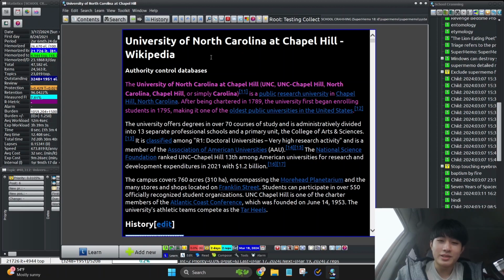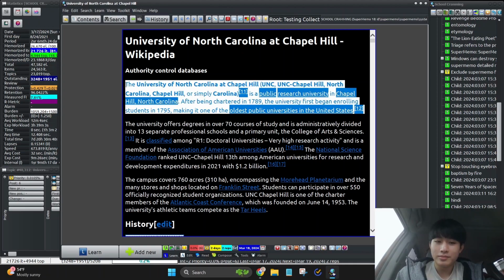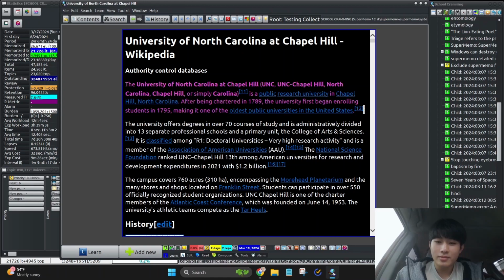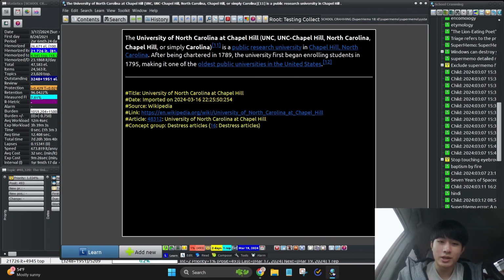The first step of incremental reading in SuperMemo is the importation of an article or video. I have this Wikipedia article on UNC right here, and I'll begin by extracting any paragraphs that I think are notable, like this first paragraph here. When I extract the paragraph, I break the article down into a smaller chunk, and this is the whole basis of incremental reading. You take a large article and you grind it down into smaller and smaller pieces.